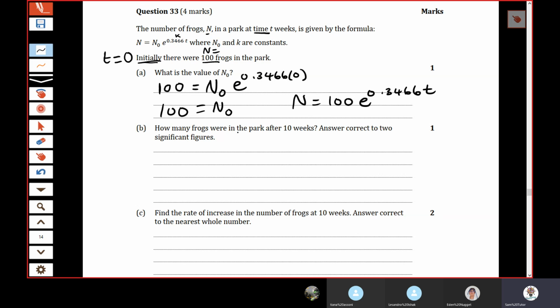How many frogs were in the park after 10 weeks? Answer correct to 2 significant figures. Time is in weeks. So 10 weeks, I'm just going to sub in 10, aren't I? That was easy. So you're not really getting marks because of the substitution. You're getting marks because of the 2 sig figs. So that is what you've got to be careful of.